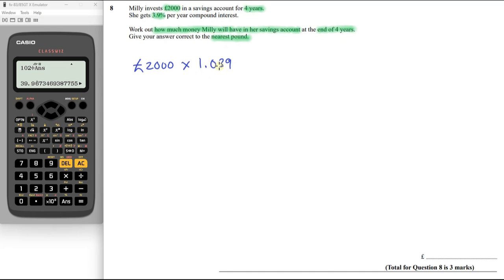So I could write this out 4 times, or I could just raise that to the power 4. So let's put this into the calculator. We've got 2,000 multiplied by 1.039 to the power of 4. Press equals, and we get an answer here of £2,330.73. And that is the amount of money that we're looking for.